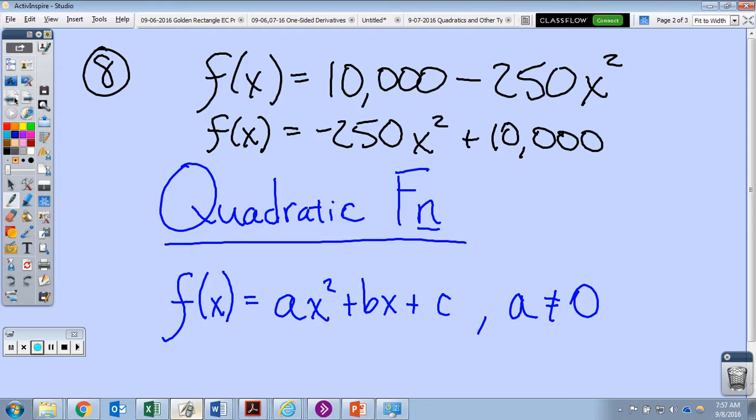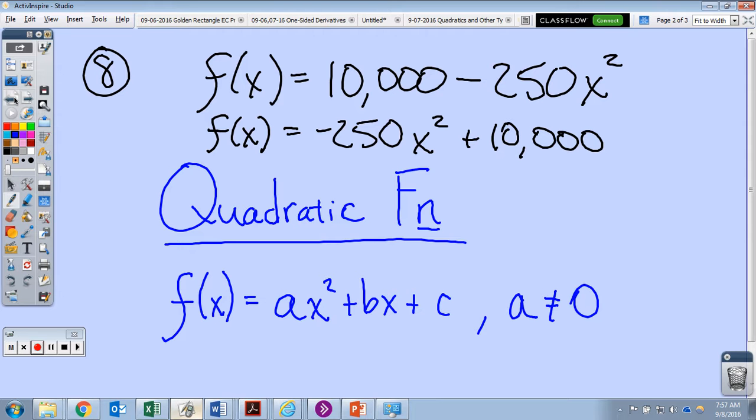So if a were 0, you would agree this would read f of x equals bx plus c. And then therefore, what would the degree of it be then? Yes. Yep, it would be linear because it would be of degree 1. So if a were 0, this would be linear. That's why it's specified that a cannot be 0. It's perfectly fine if b is 0 and c is 0.